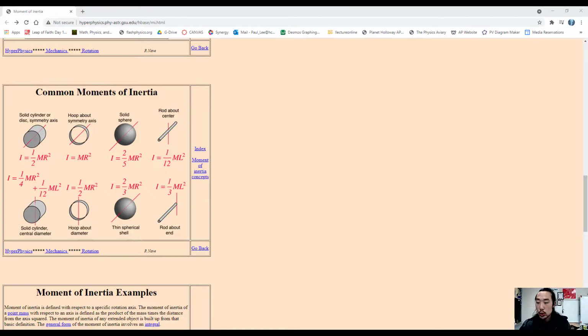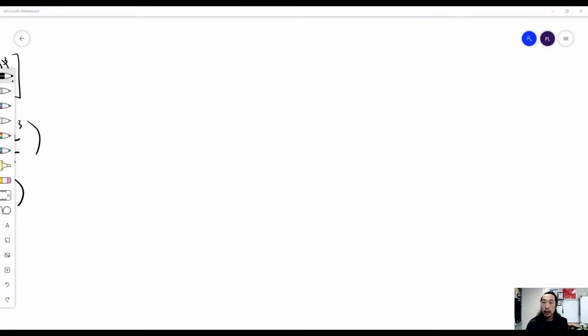Let's see how we can do this. Now, the first two formulas are found on your equation sheet. However, this third one is not, and this one is actually very, very important. You will see this, but it's not on your equation sheet. So this one is something that I would personally commit to memory.